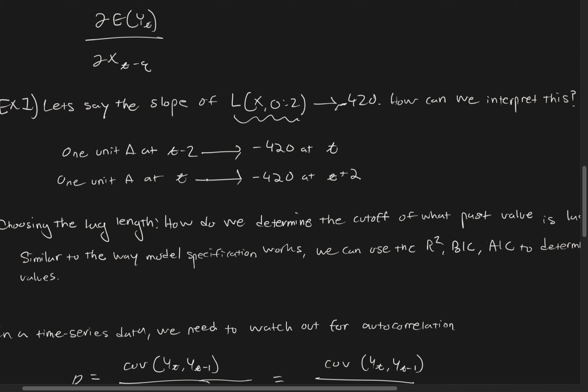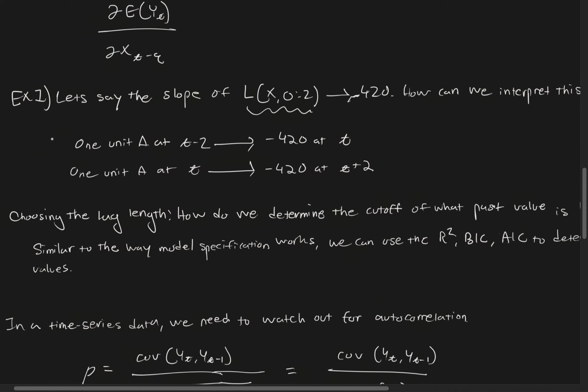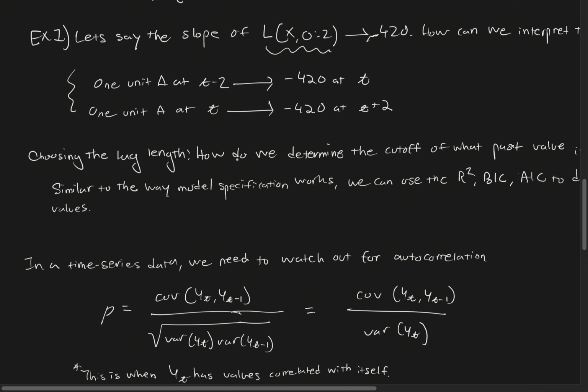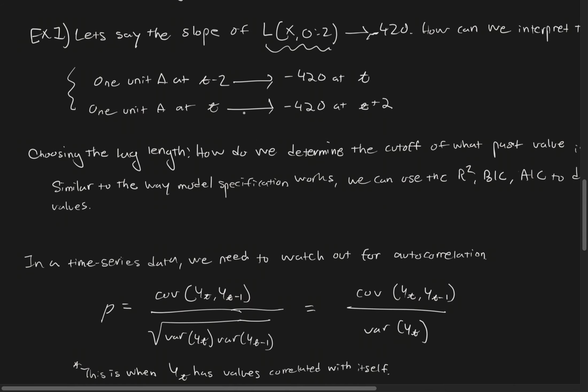Similarly, if you interpreted 1 unit at the current time, then it's almost like we shifted 2 time periods forward. And so we can interpret that as a 1 unit change at the current time will result in a minus 420 change 2 units into the future. From what I've analyzed of these types of things, it is a bit confusing. So it becomes easier when we actually do some real hands-on work with this. But for now, I think it's just something good to know.